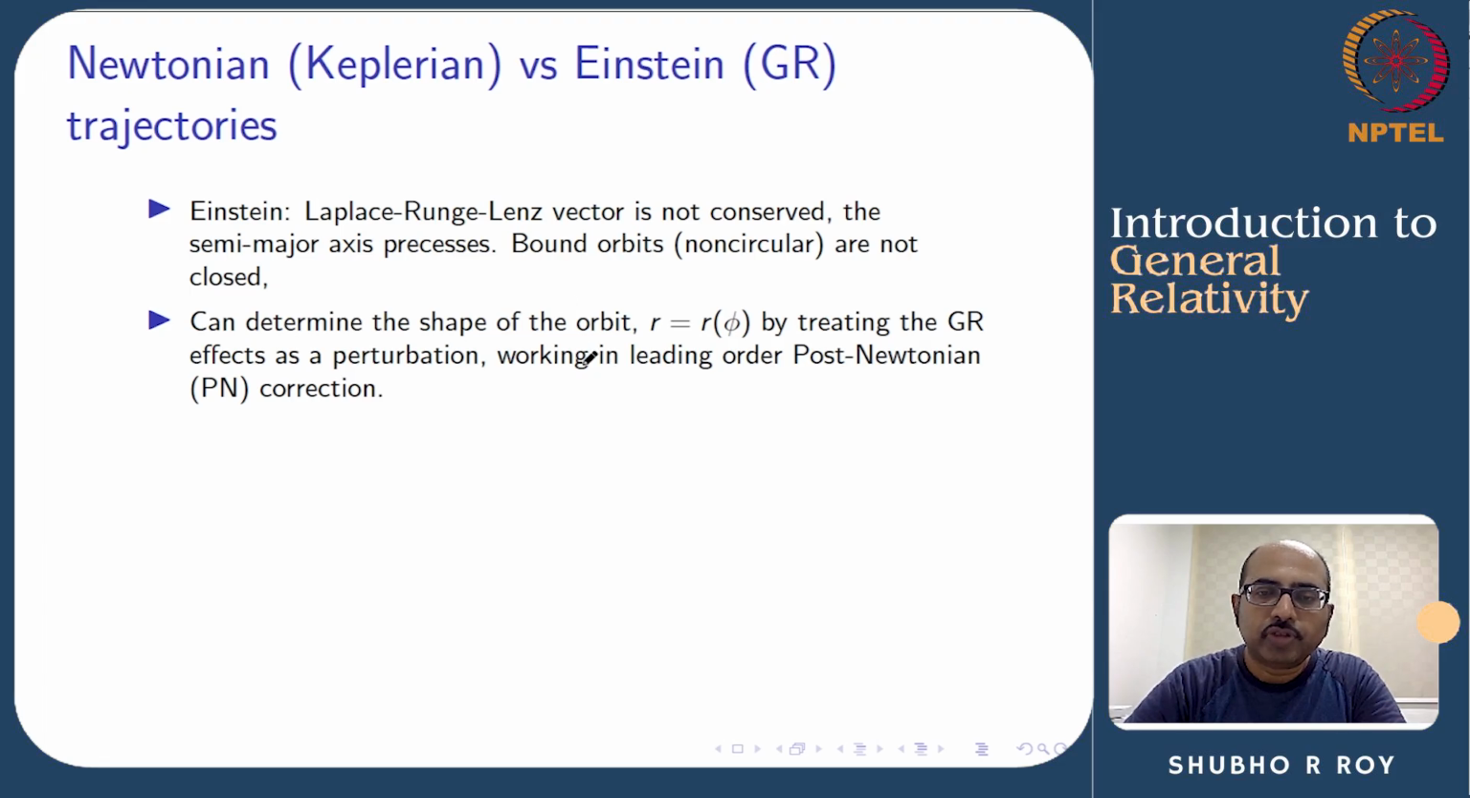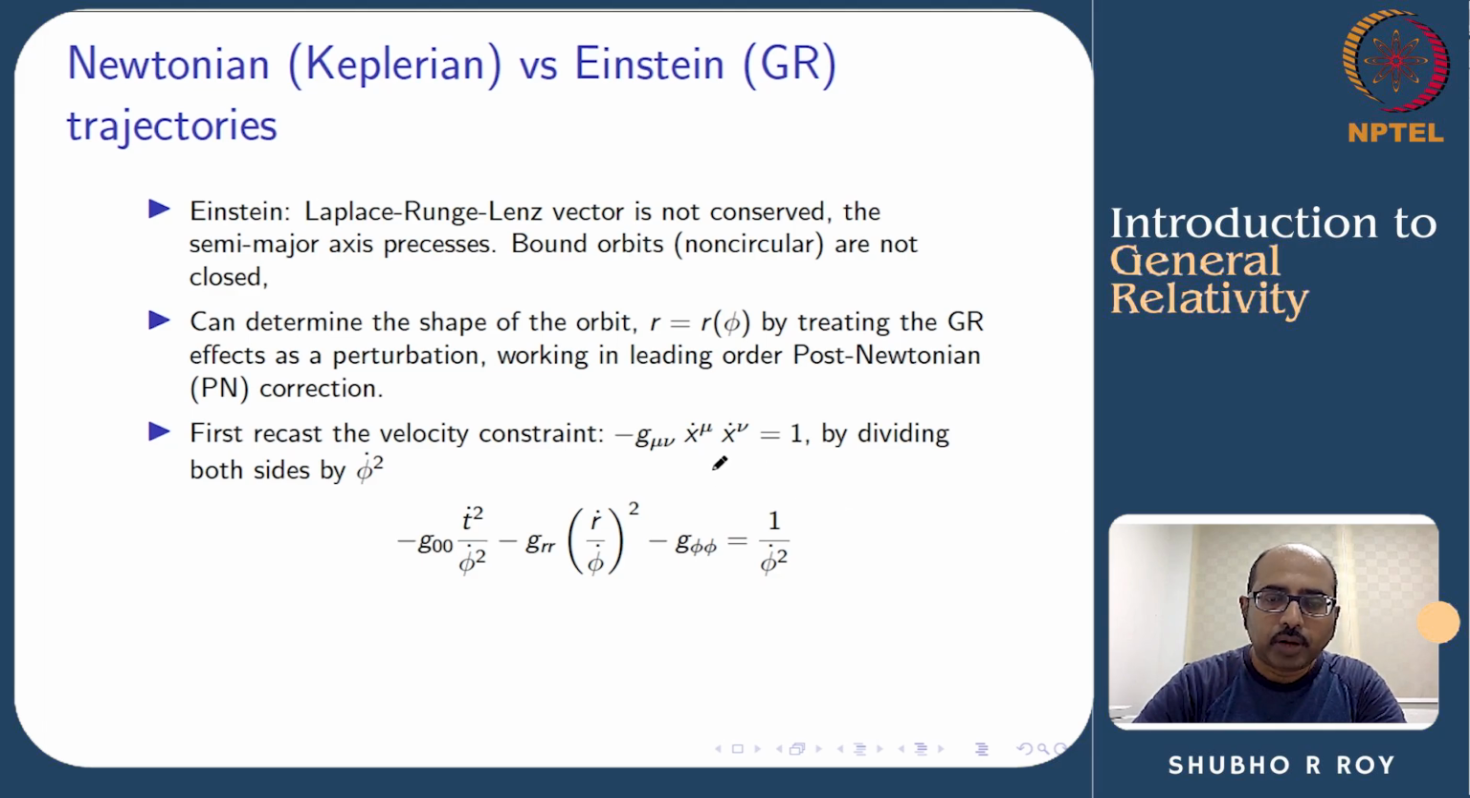We will determine the shape of the orbit by treating general relativistic effects as a perturbation. Remember, every time I'm writing the equation, I'm distinguishing the Newtonian part in black fonts and the general relativistic correction in red fonts. We will first show that the general relativity term is much smaller compared to the Newtonian term, so we can treat it as a perturbation. Then we will only work to leading order in the post-Newtonian or general relativistic correction.